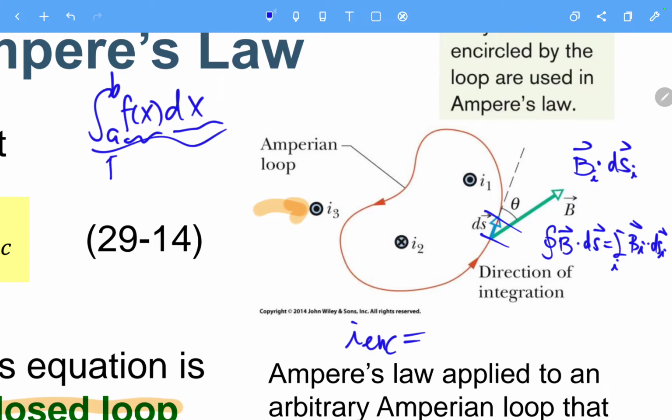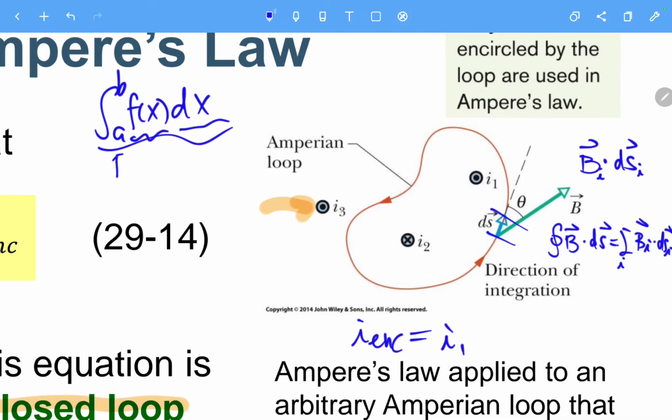The direction pointing into the page is negative, which means this current follows the right-hand rule. This is positive, so I1 is positive. With our right-hand rule, positive is pointing out of the page. I2 is pointing into the page, so I2 is negative.